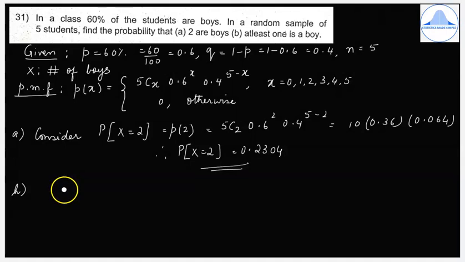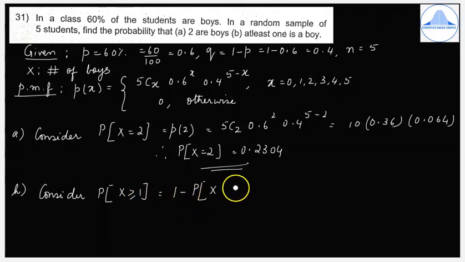Moving on to the second subdivision, at least one is a boy. The word at least means greater than or equal to. So consider probability of X greater than or equal to 1. So in the direct method, X greater than or equal to 1 means 1, 2, 3, so on till 5. It is time consuming to calculate so many probabilities. So use the formula method, 1 minus probability of X, because on the left hand side you have greater than or equal to, on the right hand side you will have only less than 1. So the value which is less than 1 is 0. So this is 1 minus probability of X equal to 0, which is 1 minus P of 0.